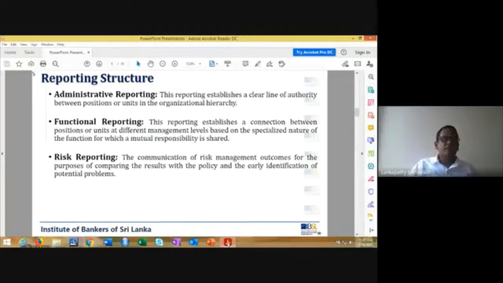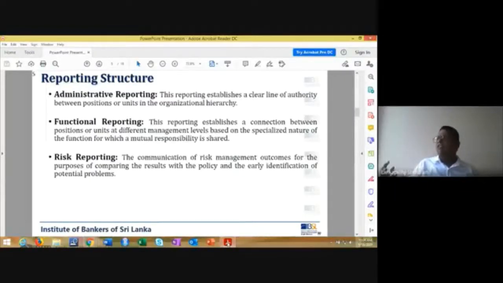Generally, all the administrative reporting goes up their hierarchies: manager, senior manager, regional manager, AGM, DGM, to the CEO. This reporting takes place through the administrative hierarchy of the bank and financial institutions. So reporting establishes a clear line of authority between the positions and units in the organizational hierarchy. For example, a very clear organization structure, or hierarchy structure, or reporting line will be created.